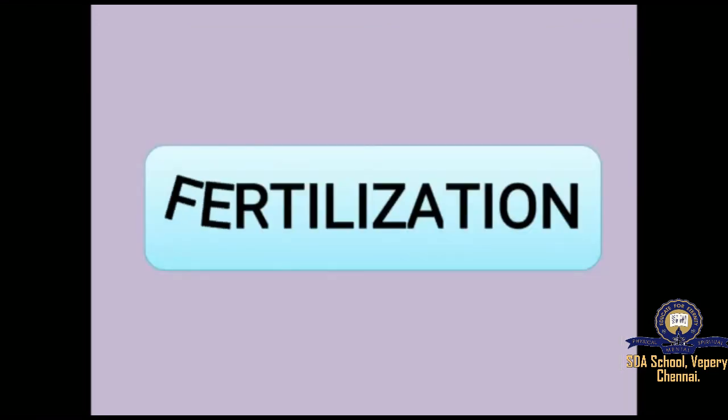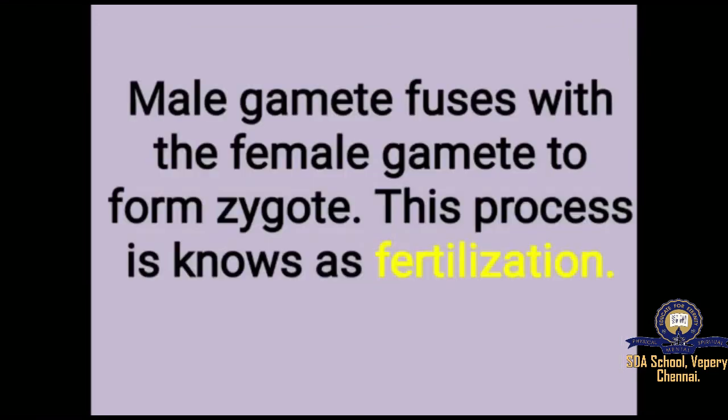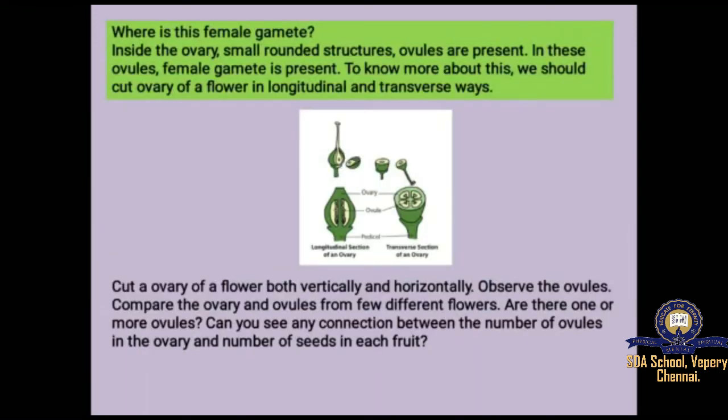Next, we will see what is fertilization. Male gamete fuses with the female gamete to form zygote. This process is known as fertilization. So, when a male gamete fuses with the female gamete to form zygote, this process is known as fertilization.